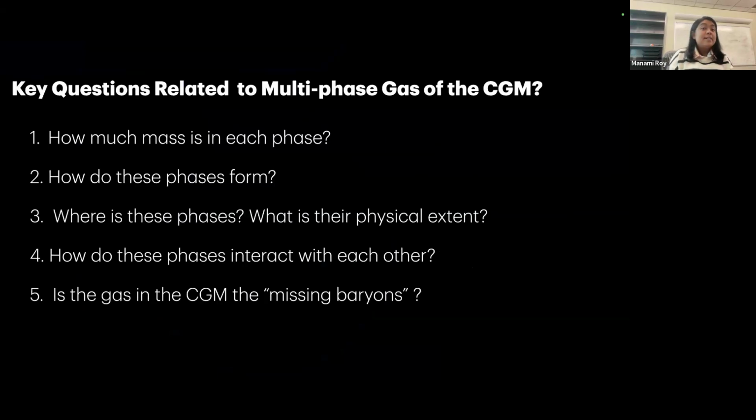Now the key questions related to this multiphase diffuse gaseous halo, the circumgalactic medium, are: how much mass exists in each phase, how do these phases form, and where are these phases located? Because as we look at the absorption column, we are looking at the line of sight integration of a phase, so we don't know where this phase is actually located. What is their physical extent? They are all there in the CGM, so how do they interact with each other? And is the gas in the CGM the answer to the missing baryon problem? These are the questions people are generally interested in in our field.